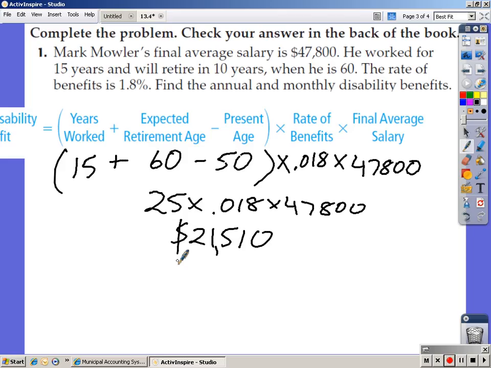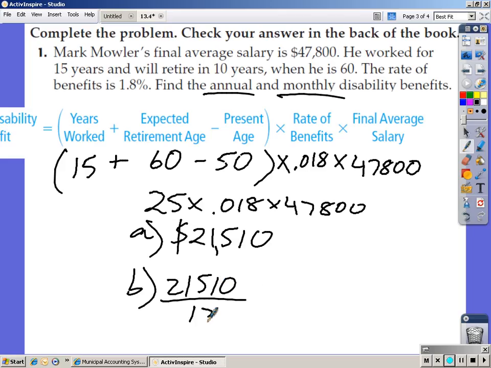Okay, it wants us to find the annual and the monthly. So there's part 1. Part 2, we take 21,510 divided by 12. You get $1,792.50.